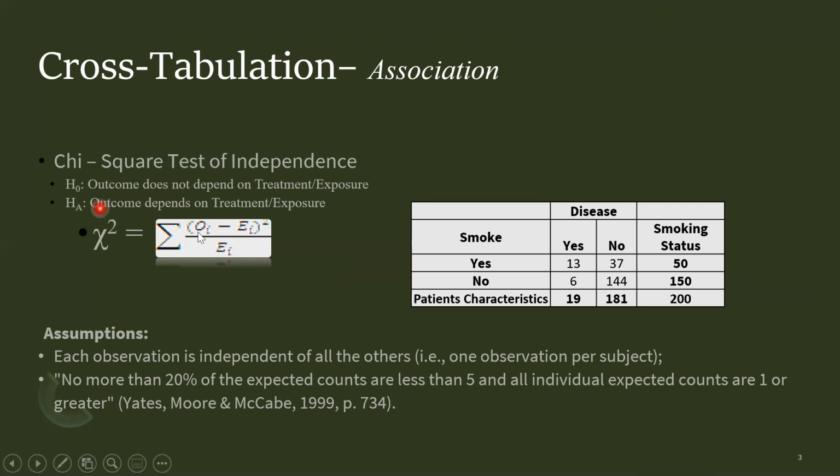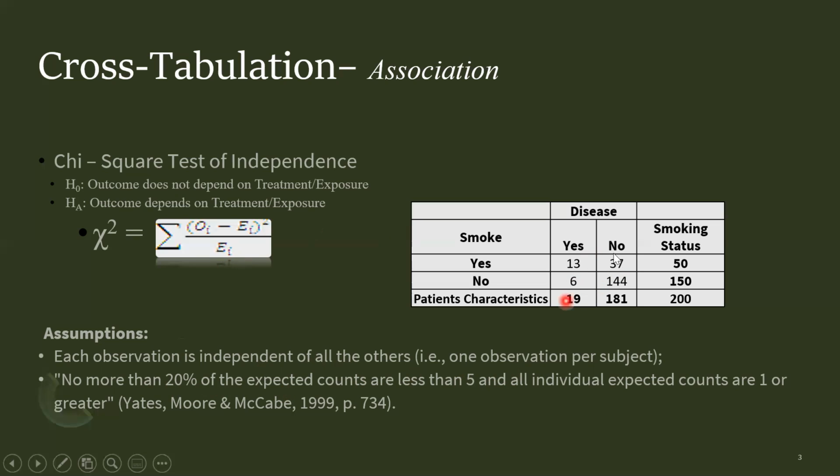So this is the formula for the chi-square. Although in SPSS we do not apply this directly, the assumptions which we were talking about in our previous slide are that, first, each observation is independent of all others. There is no before-after effect. And these 13, 144, 37 and 6 are considered as cell counts. These are observed cell counts. We obtain the expected cell count using a formula, and the requirement is that not more than 20% of expected counts are less than 5.